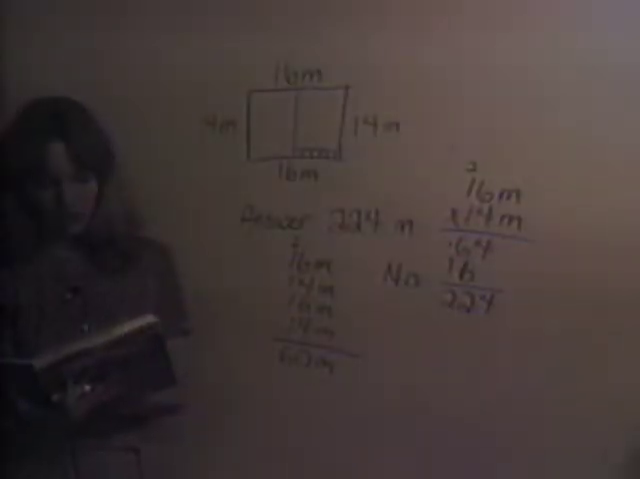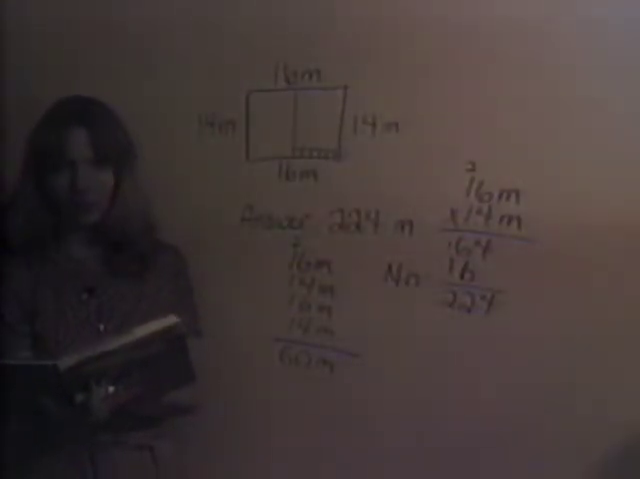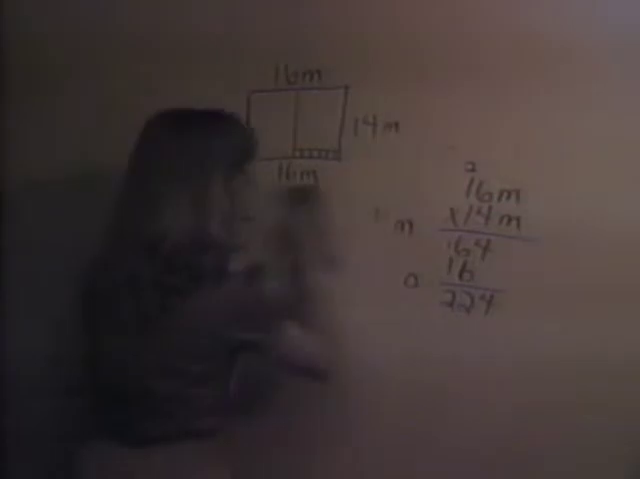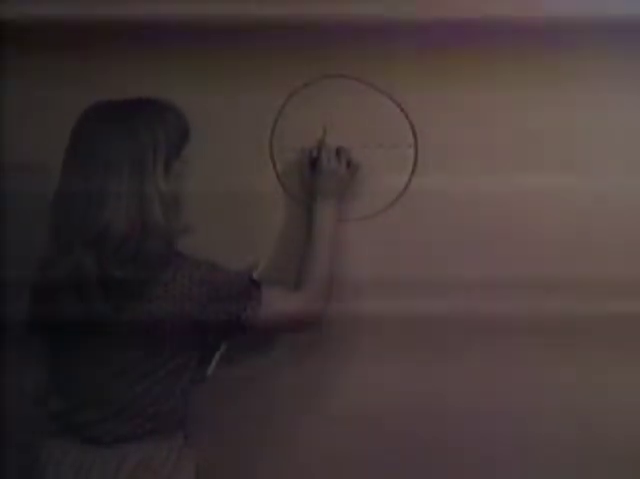The next one says, the Travelers Motor Inn has a circular pool. The diameter of the pool is 10 meters. Okay, so let's draw a pool that's circular, a circle. And then we'll finish reading the rest of the problem. Okay, so we have our circle here, and it says the diameter of the pool is 10 meters. So we draw our diameter here, and that's 10 meters.